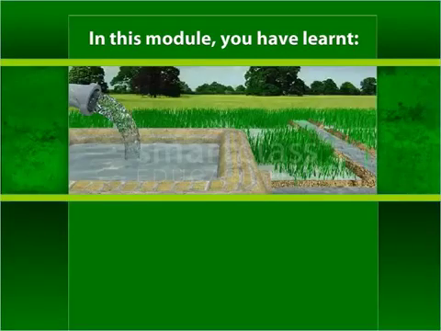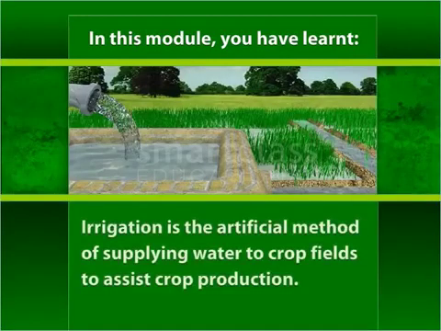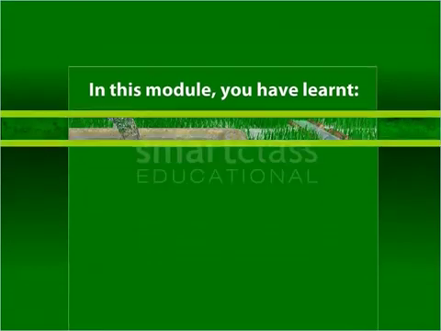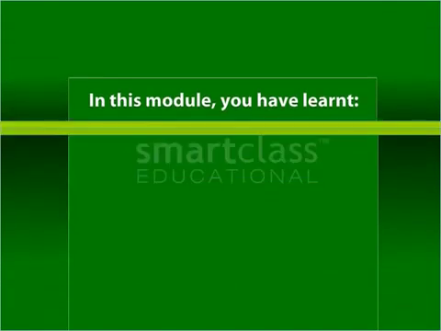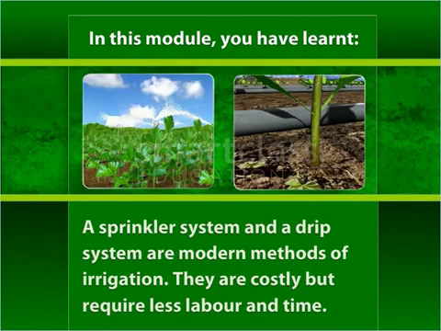In this module you have learned: irrigation is the artificial method of supplying water to crop fields to assist crop production. A motor pulley system, a chain pump system, dhekli and rahat are traditional methods of irrigation. They are cost-effective but time-consuming. A sprinkler system and a drip system are modern methods of irrigation. They are costly but require less labor and time.